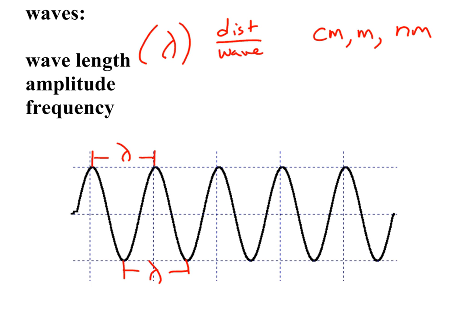The wave amplitude we won't use very much in this course, but you'll see it in physics. It is the distance from the midpoint of the wave to either a peak or a trough. And the frequency is given the symbol nu. The frequency is the number of waves per amount of time.